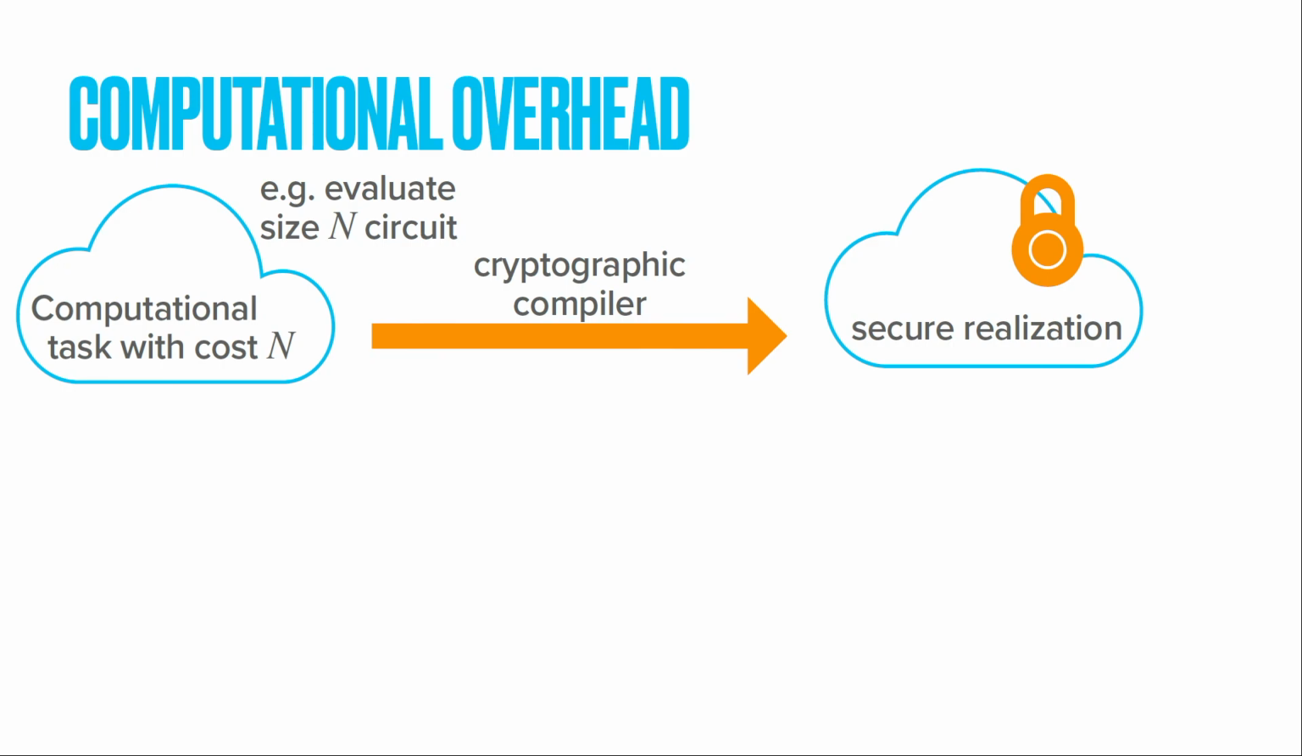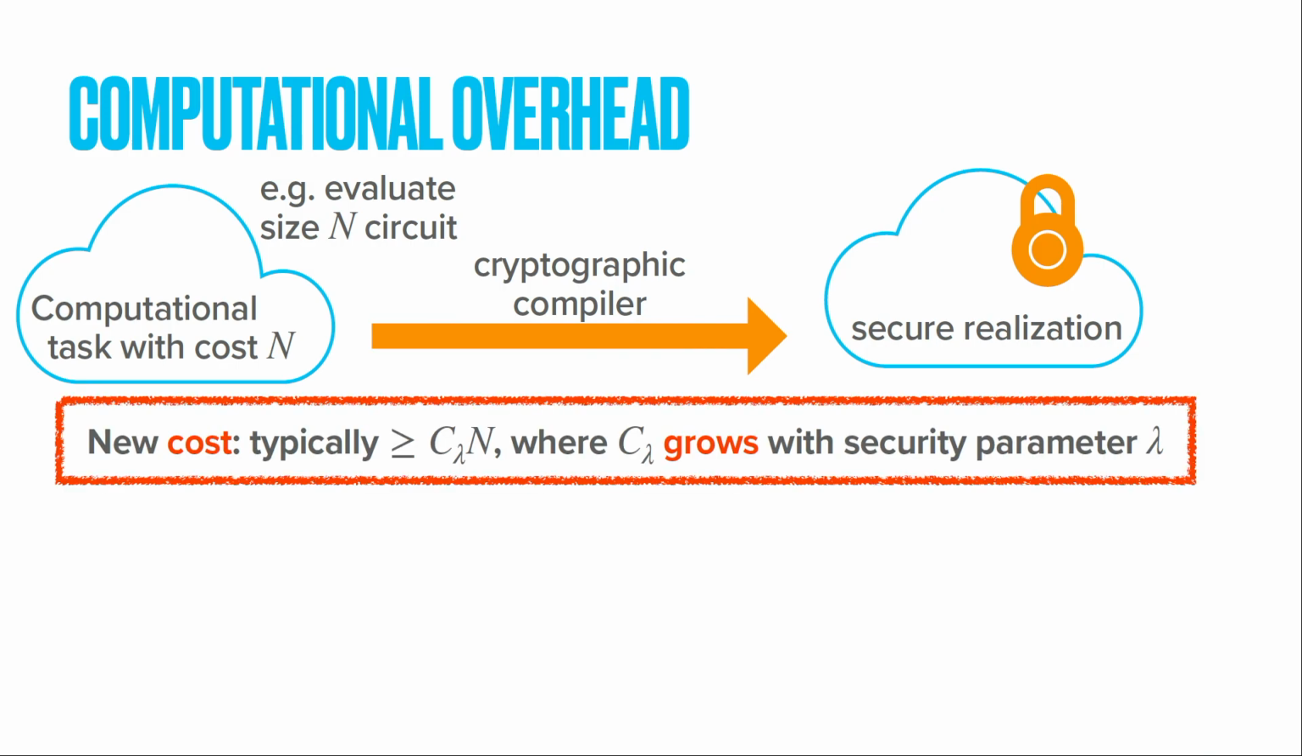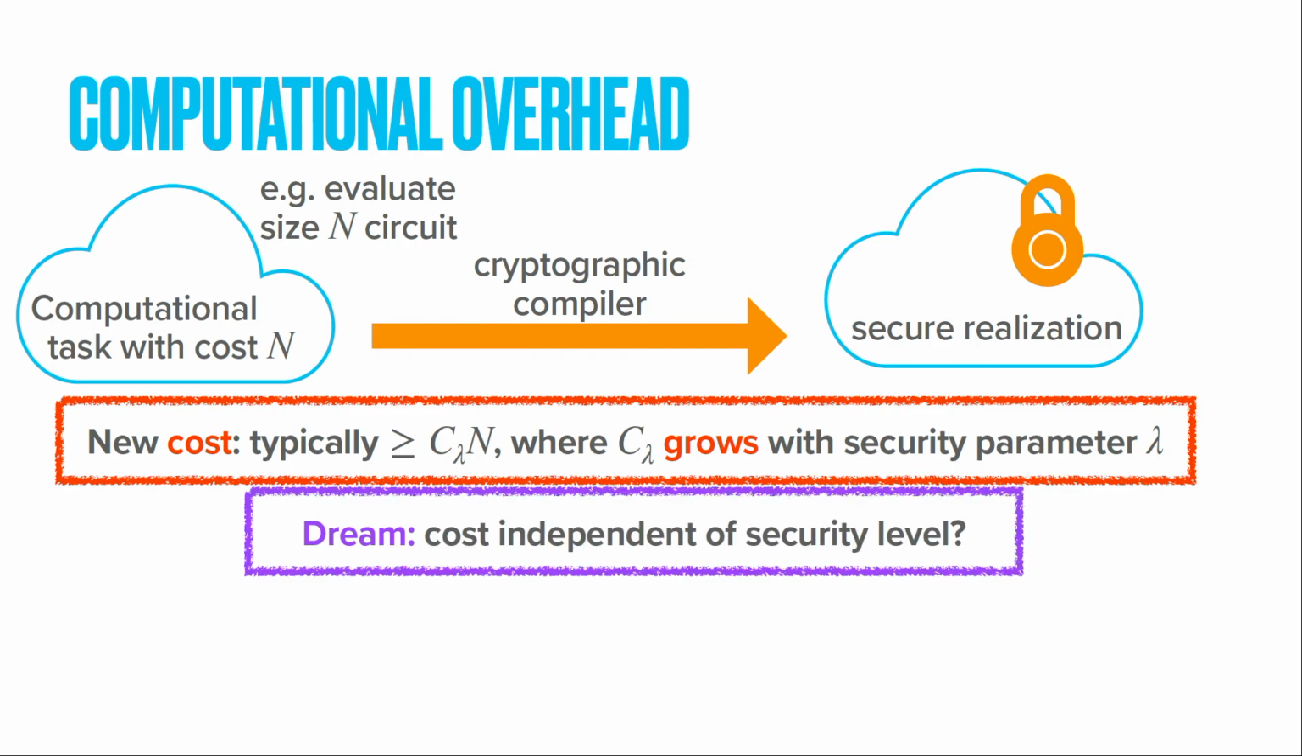Now many of these compilers that you run into in practice have the following property. If we look at the new cost of running this task securely, the new cost will usually scale, well in the best case it'll scale linearly in n, but usually the constant in front of this linear term will grow with the security parameter. So maybe it costs 10 times n if you want 128 bits of security, but when you want 256 bits of security, maybe it would be 20 times n, or 40 times n when you want 512 bits of security. And maybe it's reasonable to ask, is this inherent? Could we get a cost which is independent of the security level?